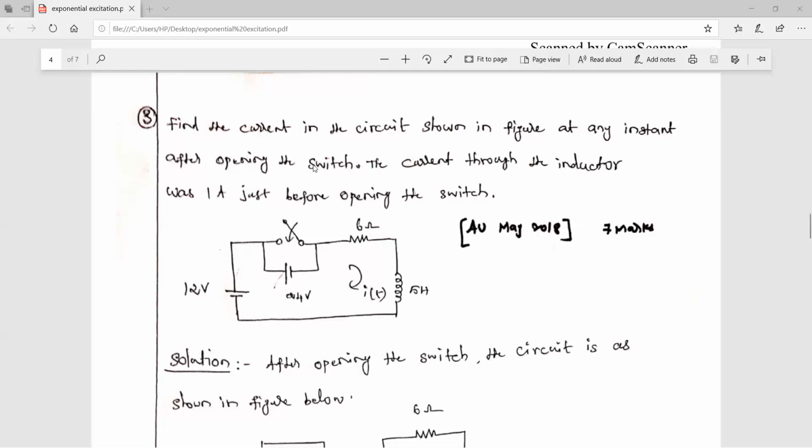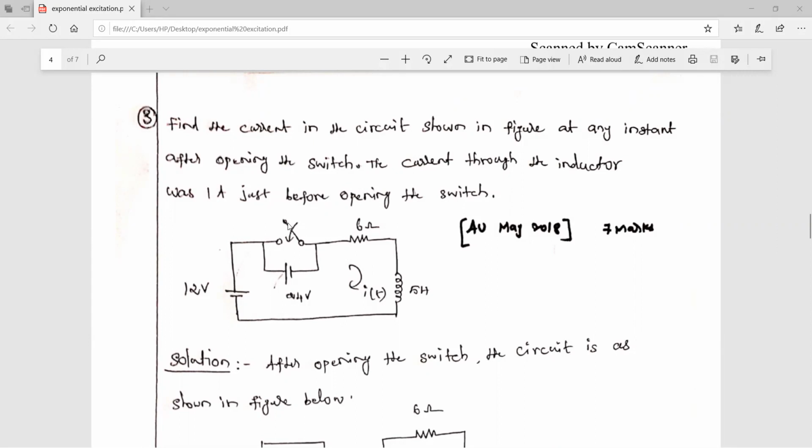So here the question is to find the current in the circuit after opening the switch. What we solved until now was the current flowing if the switch was in closed position. But in this question, whenever the switch is in open condition, at that time we have to find the current. It is different, so we have to understand. Another thing given is that the current through the inductor was 1 amp before opening the switch.